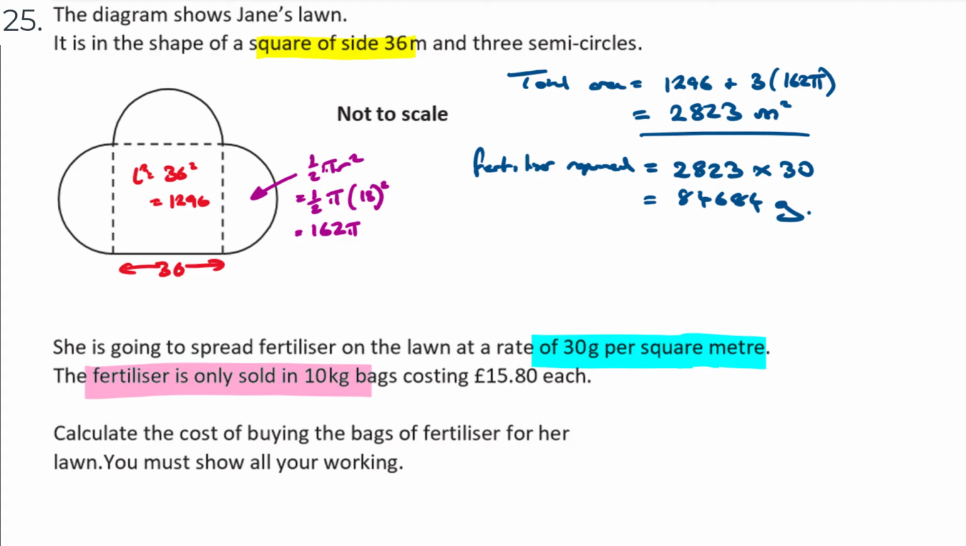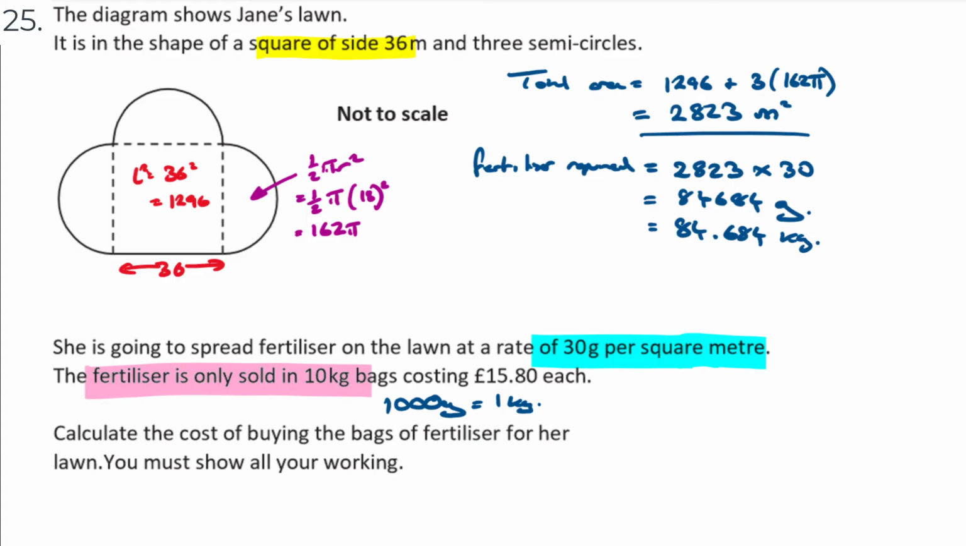Now we're told that the fertilizer is only sold in 10 kg bags. So how many 10 kg bags is she going to need? Well, let's convert that grams into kilograms first. There are 1,000 grams in a kilogram, aren't there? So to convert that number of grams into kilograms, I'm going to have to divide by 1,000. In other words, I'm going to have to put a decimal point in about there. So it's 84.684 kilograms.